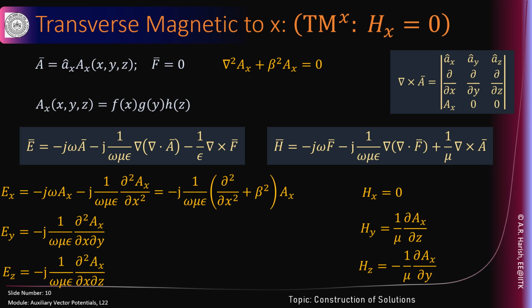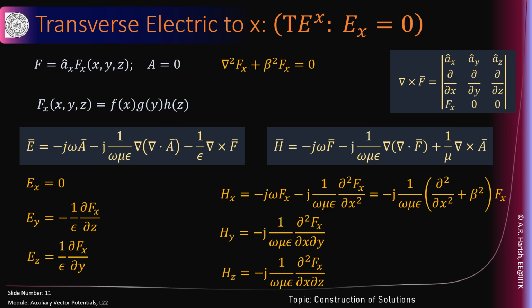Solve this wave equation, del 2 Ax plus beta square Ax equal to 0. I'll tell you the procedure next. That depends on the boundary, the geometry of the problem, etc. Once you compute Ax, substitute in this equation for E and H and evaluate the fields, and the problem is solved. This particular field configuration is called a mode. So therefore this is called the TM to x mode.